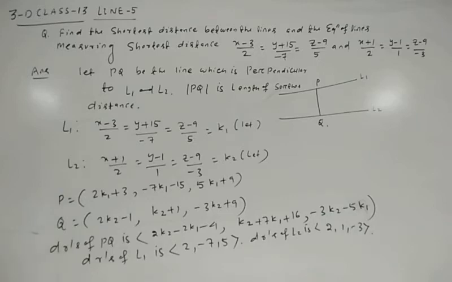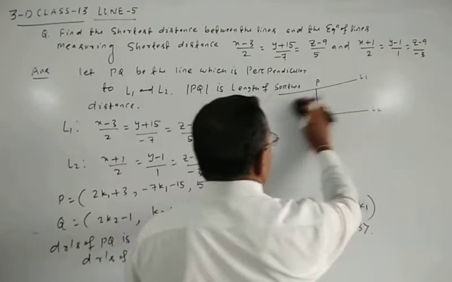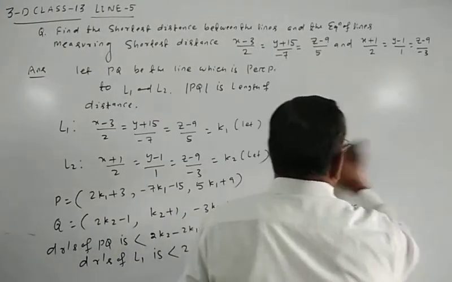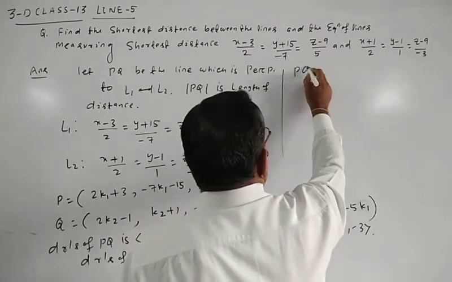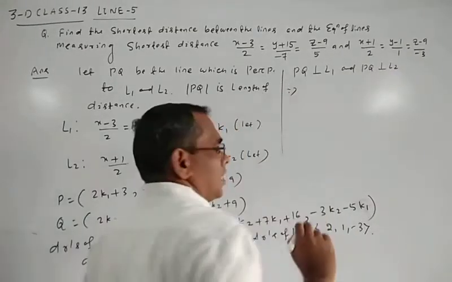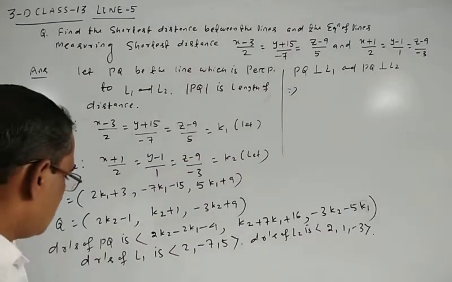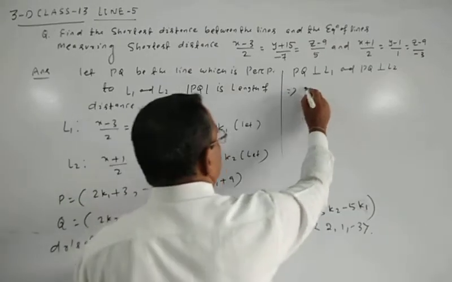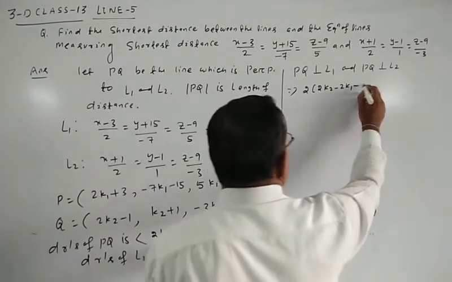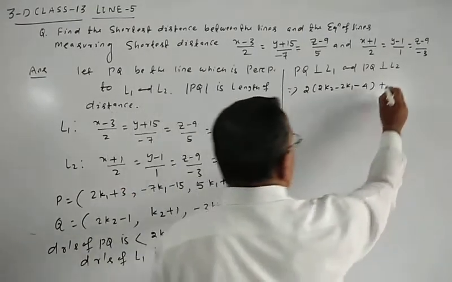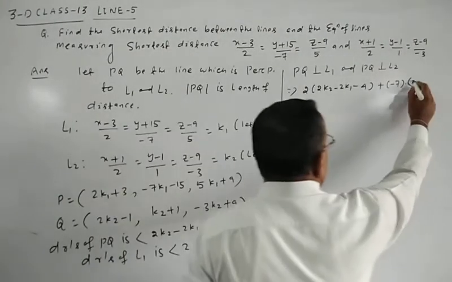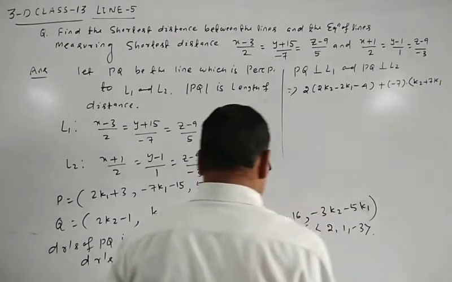Since PQ is perpendicular to L1 and PQ is perpendicular to L2, applying the perpendicular condition, we get 2 into (2K2 minus 2K1 minus 4) plus minus 7 into (K2 plus 7K1 plus 16).